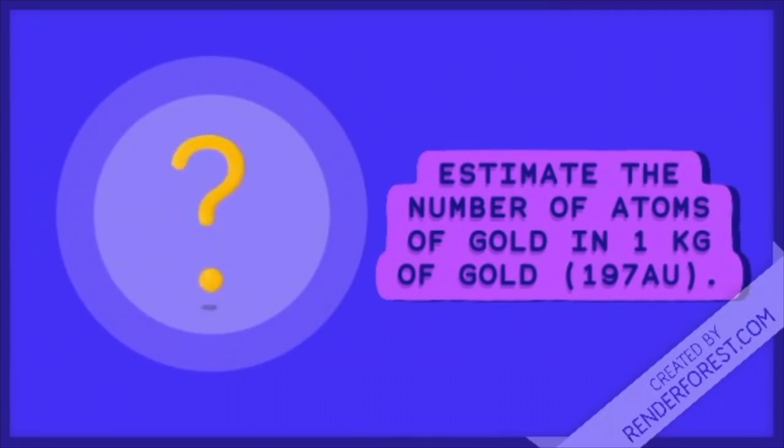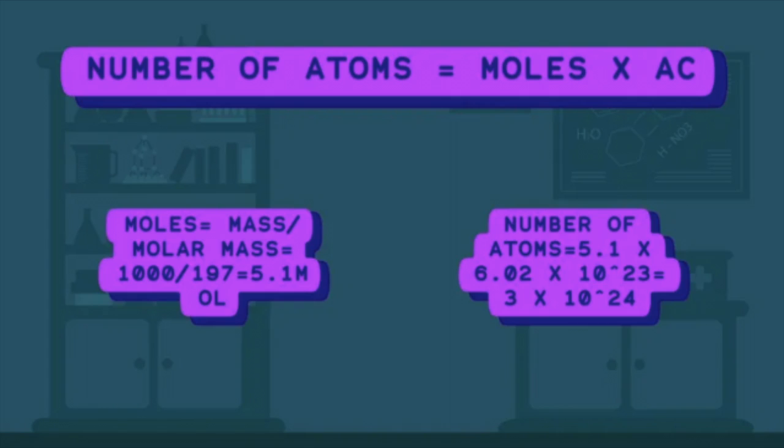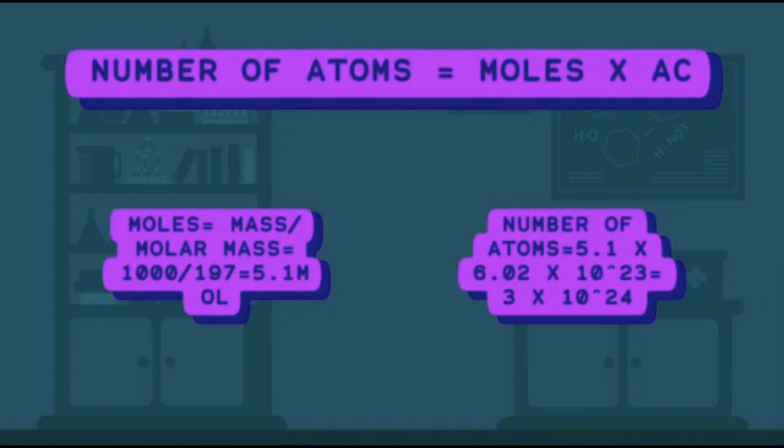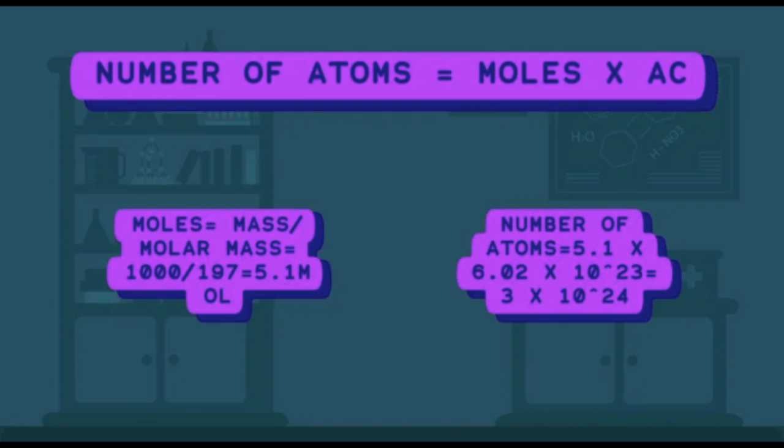This question is asking us to estimate the number of atoms of gold in 1 kilogram of gold. The question is asking for the number of atoms, which can be calculated by moles times the Avogadro constant. And to get the moles of the gold, we need to first divide the mass of gold, which is 1000 grams, by its molar mass of 197. The final answer is approximately 3 times 10 to the power of 24.